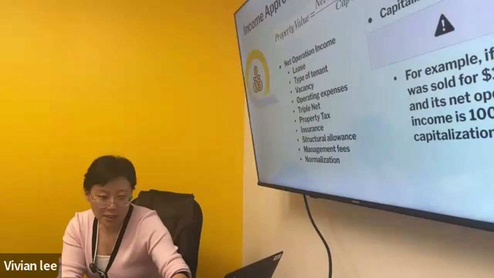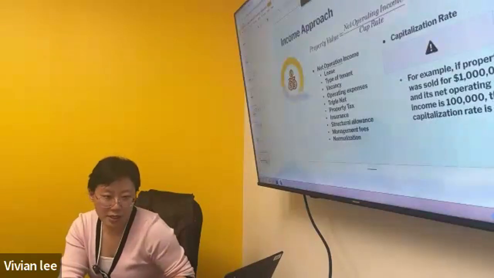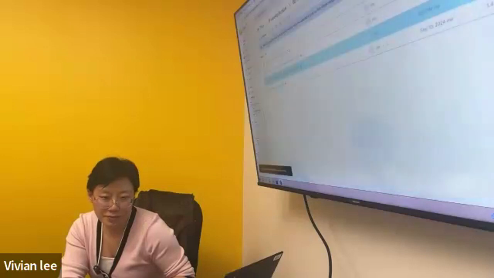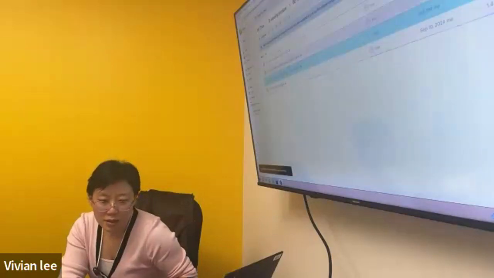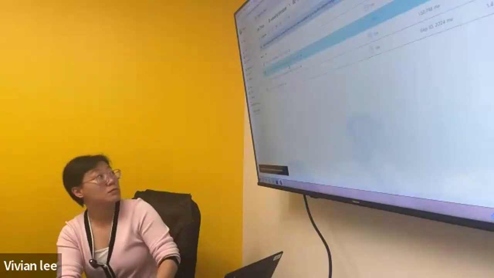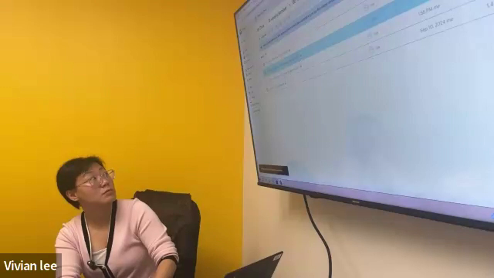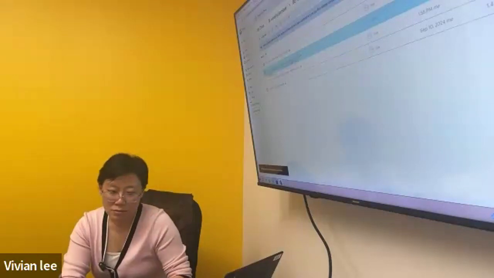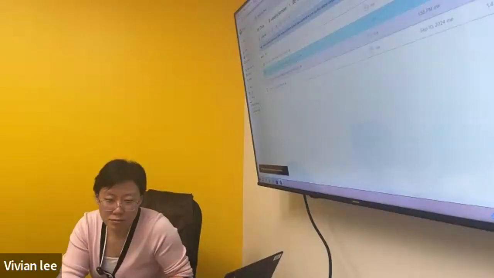Let me see, because I have sent a. So this cap rate could vary across different types of commercial property, right? Like multifamily, retail. Yeah, it's different.